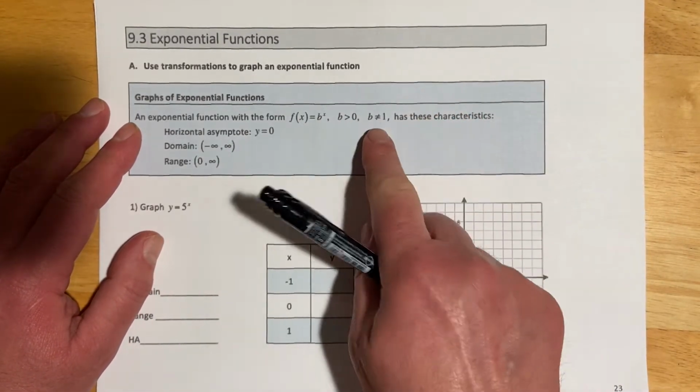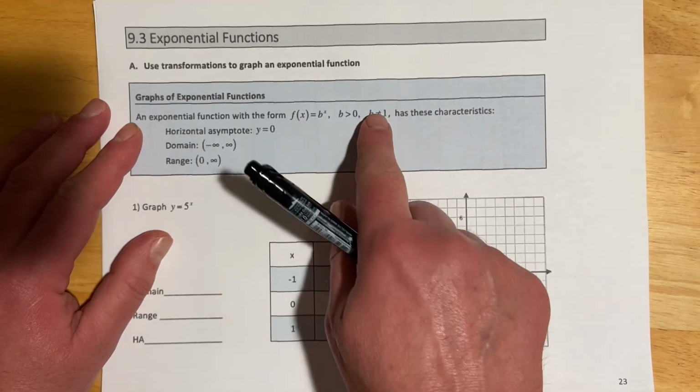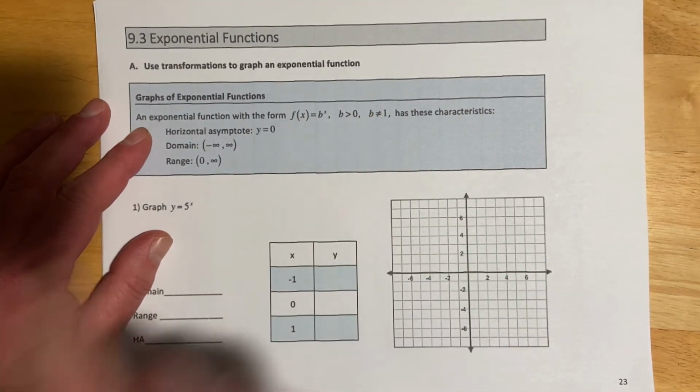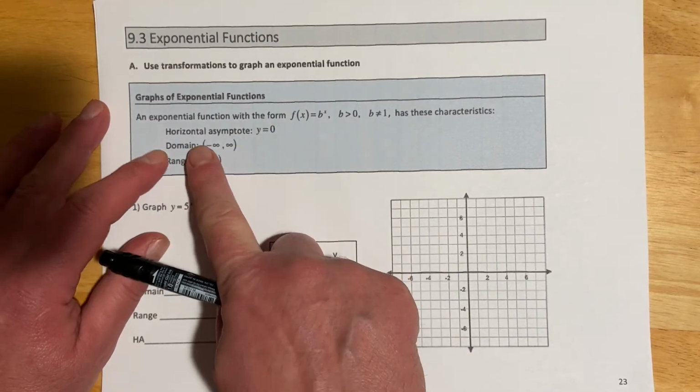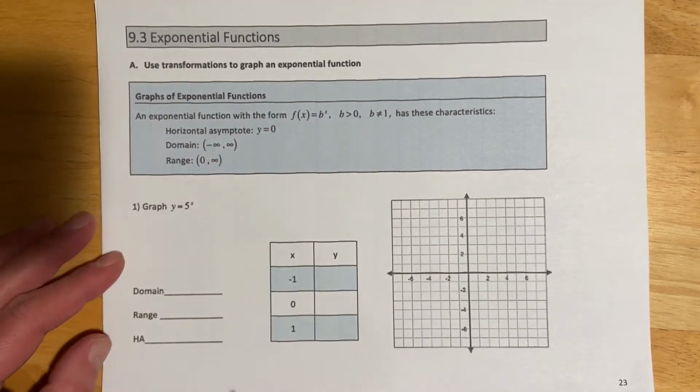B has to be greater than 0 and not equal to 1, because then it would be boring if it were equal to 1. Let me graph one of these, and then the asymptotes and domain and range will make a little bit more sense.